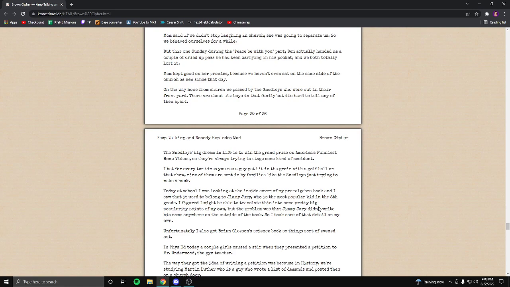Today at school I was looking at the inside of my pre-algebra book, and I saw that it used to belong to Jimmy Jury, who was the most popular kid in the 8th grade. I figured I might be able to transfer this into some pretty big popularity points of my own, but the problem was that Jimmy Jury didn't write his name anywhere on the outside of the book, so I just took care of that detail on my own.